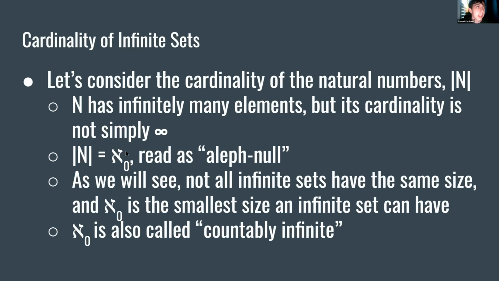As we're going to see later on, not all infinite sets have the same size. Some infinite sets have more elements than other infinite sets. Here, aleph null is the smallest size that an infinite set can have. Later on, we'll see a set that has size aleph 1, so that 0 will become a 1, and that is going to have a greater cardinality than aleph null. Sets with cardinality aleph null are countably infinite. That means we can count or list the elements. So even if you can't name every single one, you can show a way to list them.